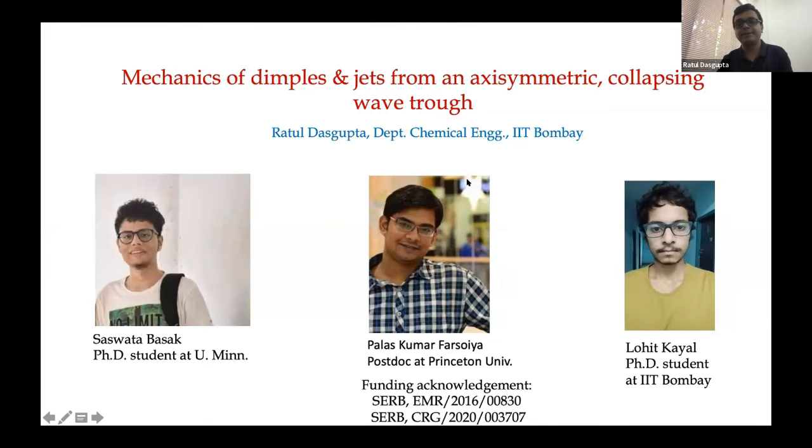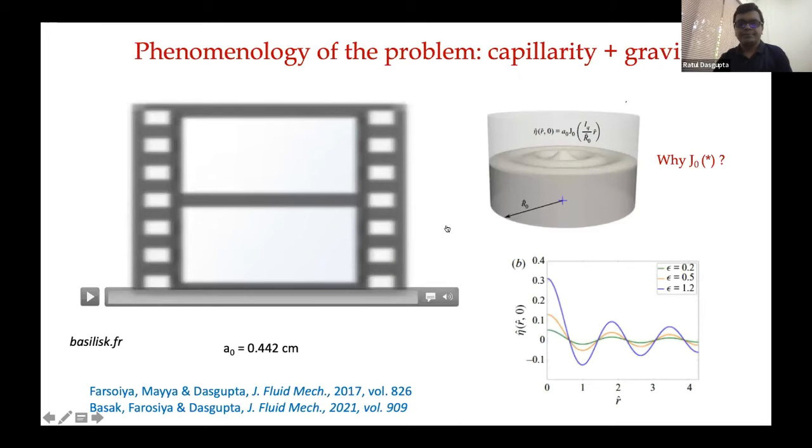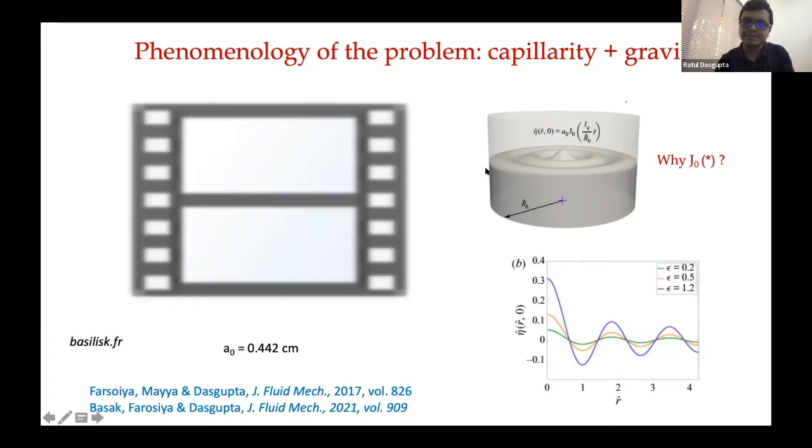So let me start by showing you some phenomenology of the problem. I'm going to play a movie, but before I do that, you can imagine this movie is of a numerical simulation. These simulations were conducted using the open source code Basilisk. What we have here is a cylindrical container of radius R0, with air above and water below. We don't really model the air, we are just going to model the water.